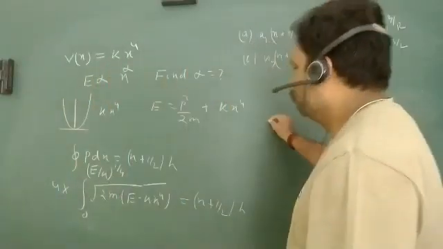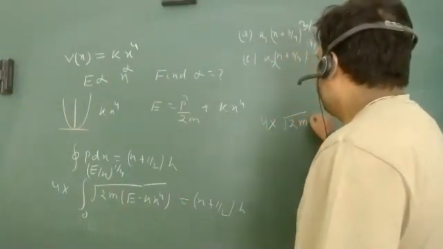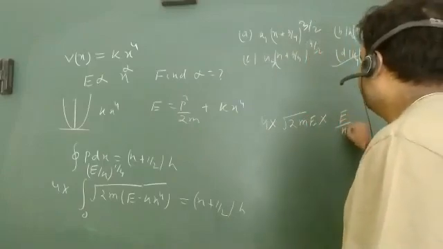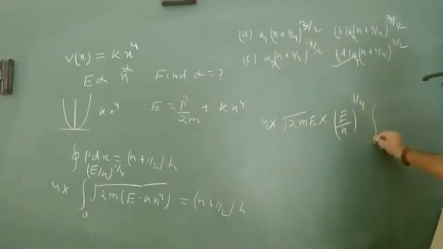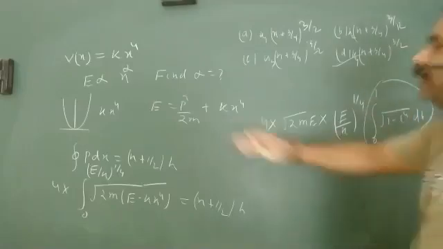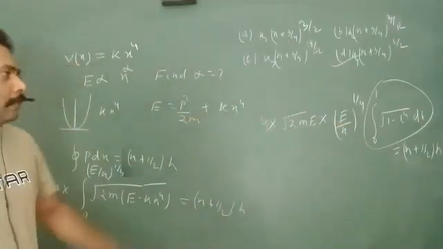So what you will do, you will take 4 into root 2mE, into (E/k)^(1/4), and we have to go for the integration from 0 to 1 of (1 − t^4)^(1/2) dt, which is equal to (n + 1/2)h. So this is the integration I can avoid in this problem.